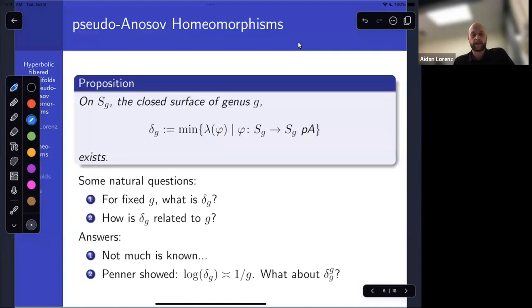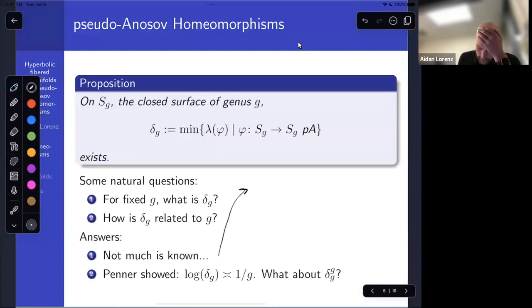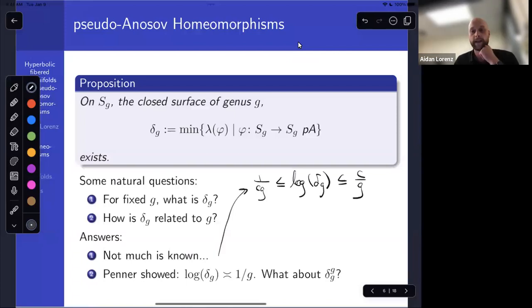For the second question, there's a famous theorem of Penner which says that log of delta G grows like 1 over G. So let's maybe take a second to say something about this. What this means is that there exists some constant C so that the following inequalities are satisfied. Now, if you just exponentiate every side of this, you get the following. In particular, this says that as you take the limit as G goes to infinity of delta G's, you approach 1.